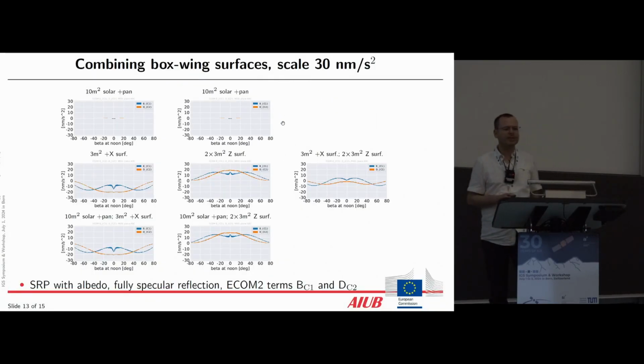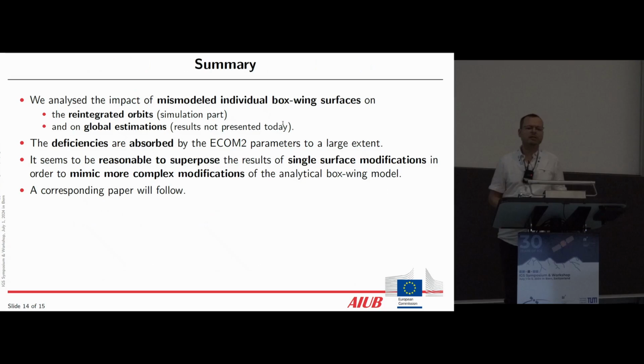So let's summarize. Analyze the impact of mismodeled individual box wing surfaces on the orbit fits. This was a simulation part. Also the global estimation is, so to say, simulation, but these results I did not present now. The deficiencies are absorbed by ECOM2 parameters to a large extent, and it's indeed reasonable to superpose the results of single surface modifications to mimic more complex modifications in the analytical box wing model. A corresponding paper shall follow.